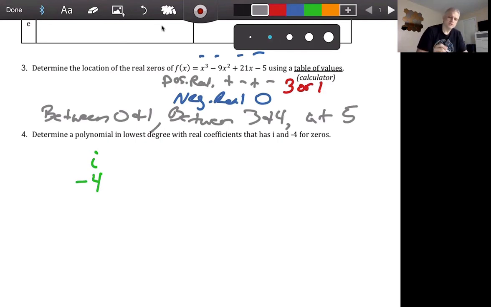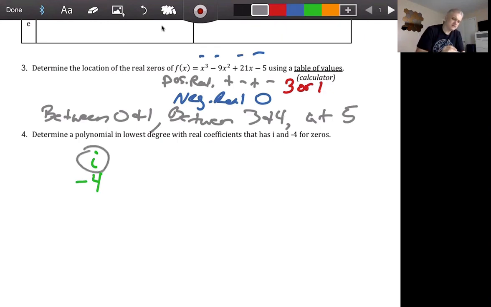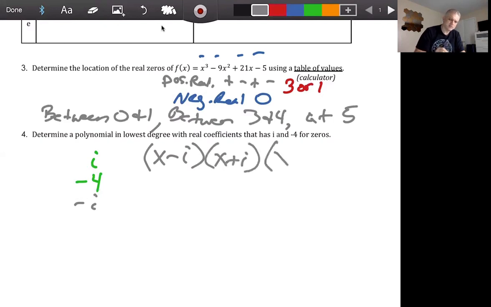Remember, if you go back to the complex conjugates theorem, if I know that I is a zero, remember you can write that as 0 plus I, then I know that 0 minus I, which you could just write as negative I, must be a zero. Because remember, the imaginary zeros come in pairs, and those pairs are conjugates. So in factored form, let's do the conjugates first, because when you multiply them, nice things happen. So for this guy, it'd be x minus I for your first factor. For this guy, it's x plus I. Then for this guy, it's x plus 4.